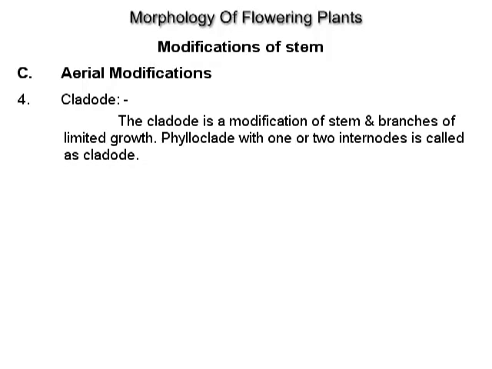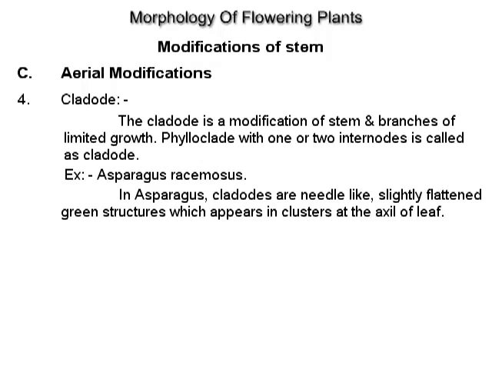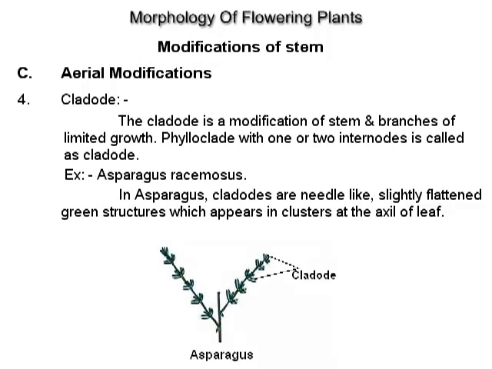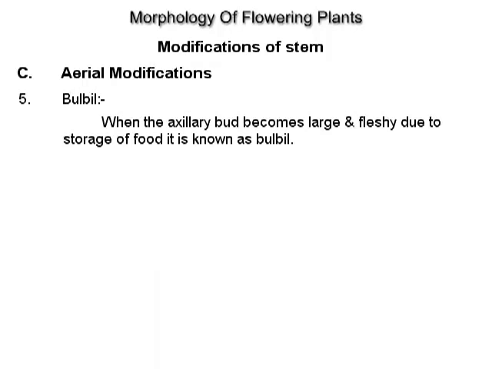Cladode. The cladode is a modification of stem and branches of limited growth. Phylloclade with one or two internodes is called a cladode. Example, Asparagus racemosus. In asparagus, cladodes are needle-like, slightly flattened green structures which appear in clusters at the axil of the leaf. Bulbil. When the axillary bud becomes large and fleshy due to storage of food, it is known as a bulbil. Example, Dioscorea.